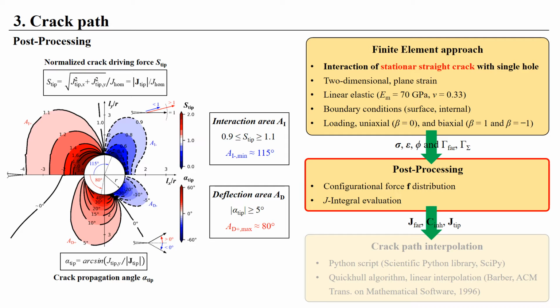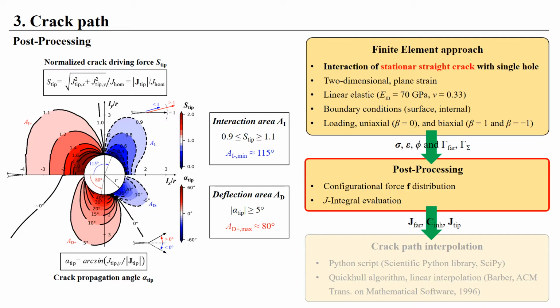To evaluate the deviation of crack driving force along the crack path, the magnitude of the J-tip vector is normalized by the J homogeneous and equals S-tip, as seen in the figure above the abscissa. The normalization factor J homogeneous is the magnitude of the crack driving force vector in the homogeneous material with the same crack length, same material properties, and loading conditions. The red areas indicate an increase and the blue areas a decrease in the crack driving force compared to the crack in the homogeneous material. The maximum decrease of the crack driving force appears at about 115 degrees from the symmetry line.